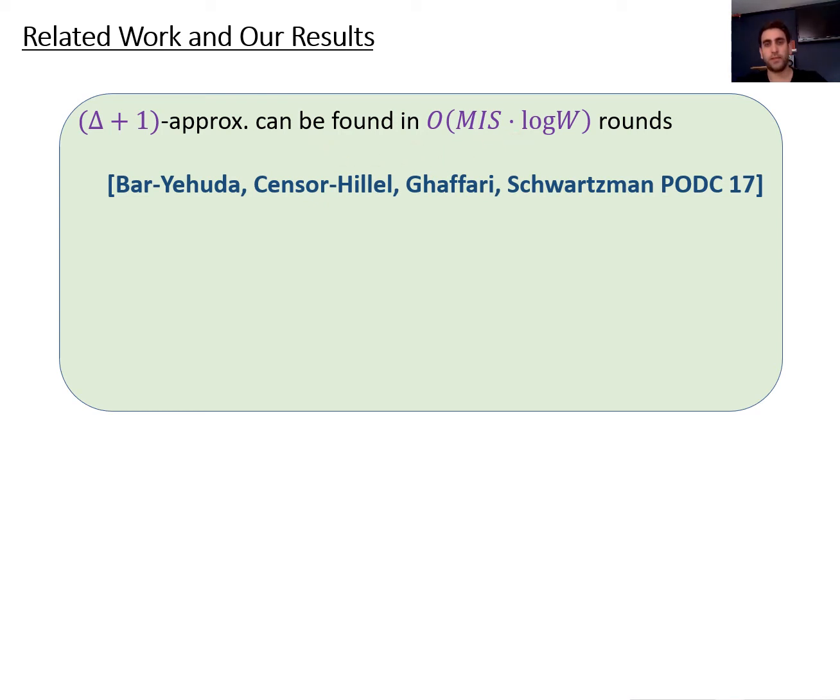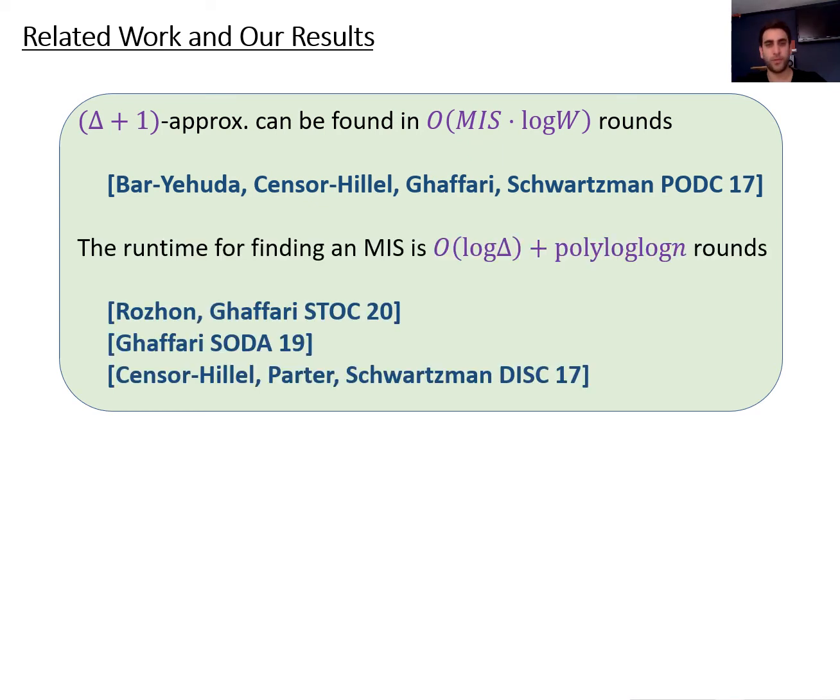Okay, and this time complexity translates to something like log delta times log n, because W can be as large as poly n, and the time complexity of finding a maximal independent set is log delta plus poly log n rounds. This is achieved by three works. The first is the recent breakthrough by Rozhon and Ghaffari, and another work by Ghaffari, and another work by Censor-Hillel, Parter, and Schwartzman. So the time complexity of finding a maximal independent set in the CONGEST model with high probability is O of log delta plus poly log n.